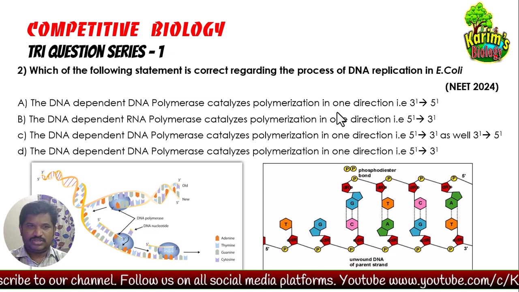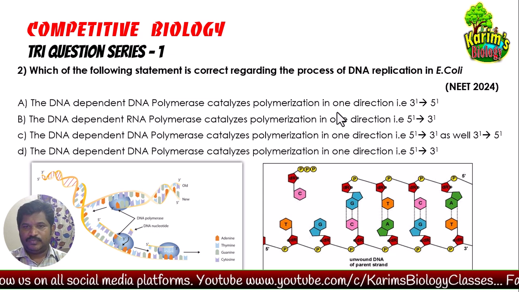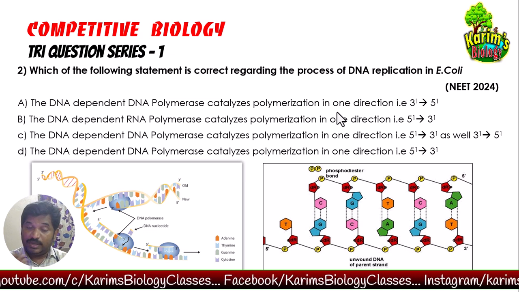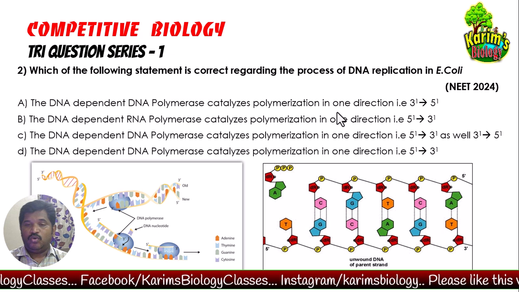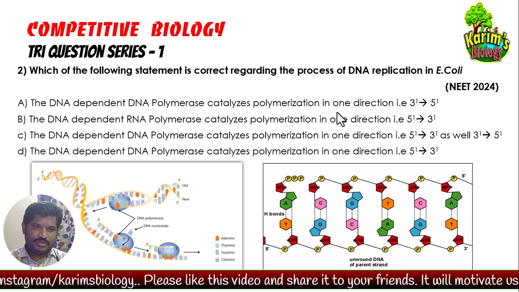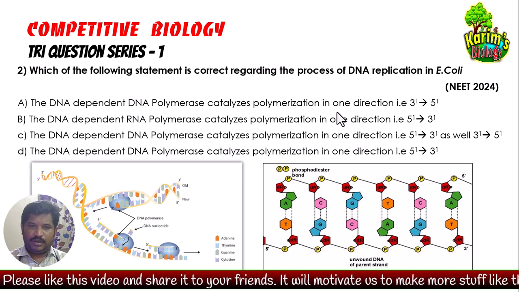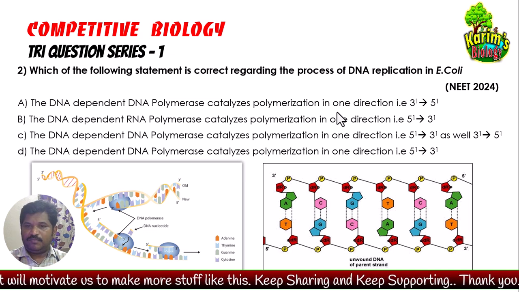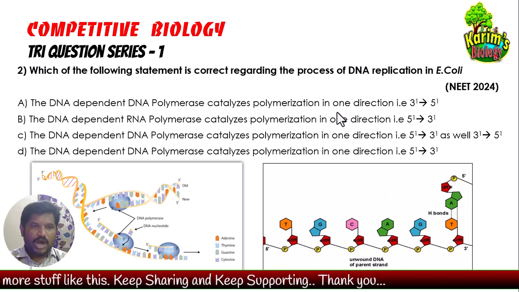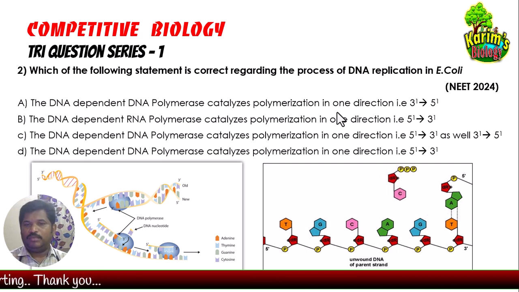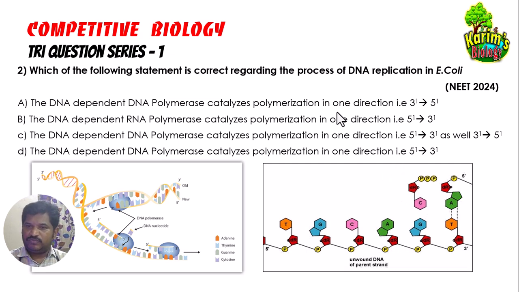So the first option is stating that DNA dependent DNA polymerase only catalyzes the polymerization of the polynucleotide chain from 3' to 5' direction. And the second statement states that the DNA dependent RNA polymerase catalyzes polymerization in one direction, that is from 5' to 3' direction. Now the option C, the DNA dependent DNA polymerase catalyzes polymerization in one direction, that is 5' to 3' as well as 3' to 5'.